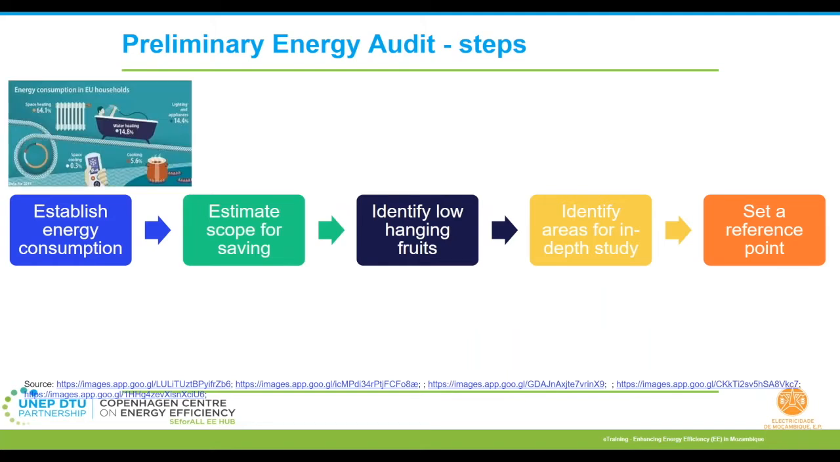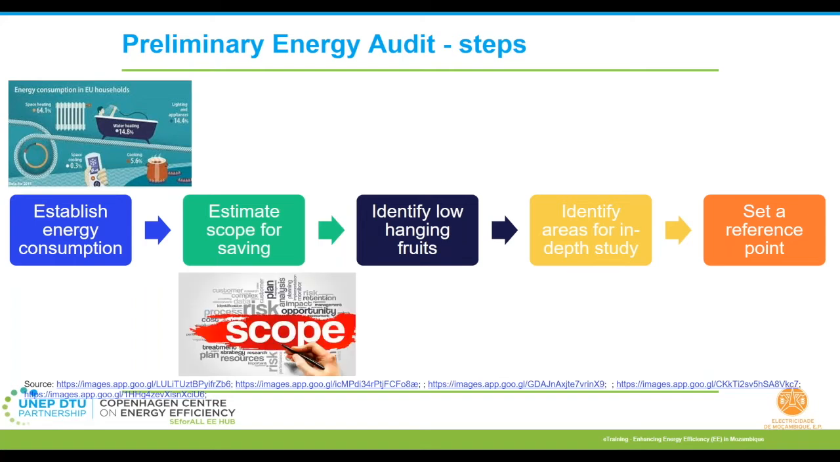The first step is that the energy auditor, or the team, would establish the energy consumption in the organization. They quickly collect the energy data. The next step is to estimate the scope for saving based on the type of energy used, the equipment, the technology installed, and the condition and age of the setup. With similar parameters, the energy auditor would be able to gauge the potential scope for energy savings.